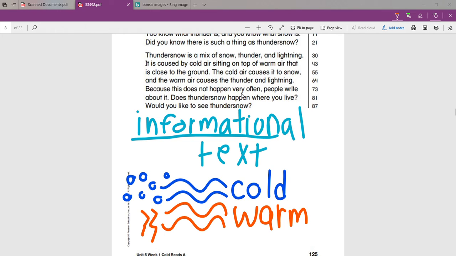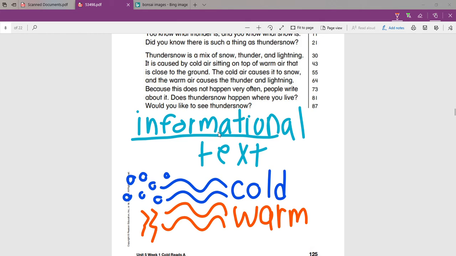Let's keep going. Because this does not happen very often. So no pasa seguido. People write about it. Does thundersnow happen where you live? Do we get thundersnow here, boys and girls? No. Do you remember that storm we had a couple of weeks ago? Tuvimos una tormenta hace unas pocas semanas cuando cayó granizo. When hail came down. Hielo cayó del cielo. That's hail. It's called hail.